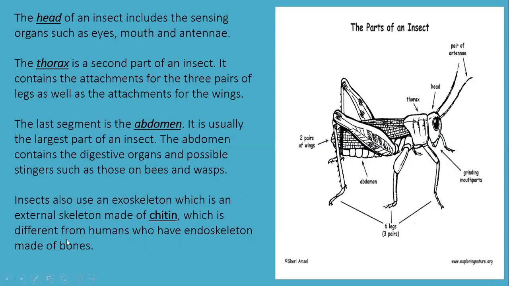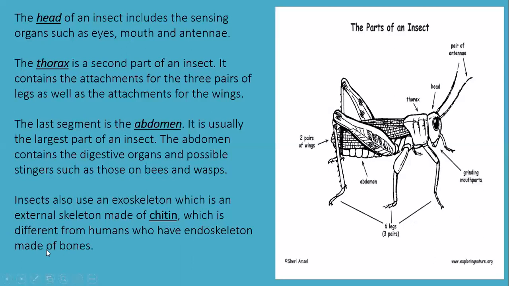Okay. Now, insects also use an exoskeleton. What is exoskeleton? Look, it is an external skeleton made of chitin. They do not have bones inside their body, so they have an exoskeleton. It means outside of their body, they have a hard covering, which is called chitin. This hard covering gives shape to their body and protects their organs and body parts.